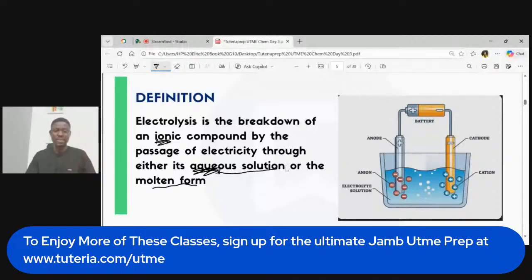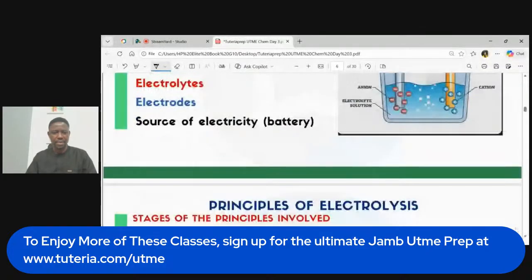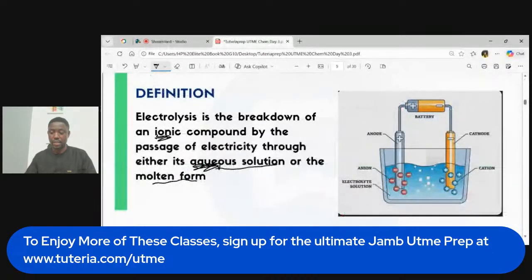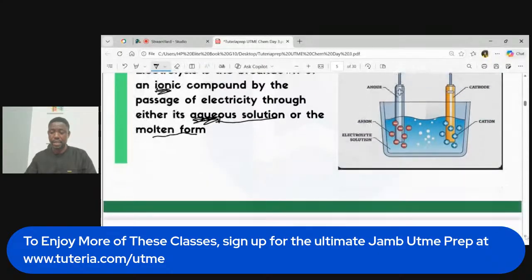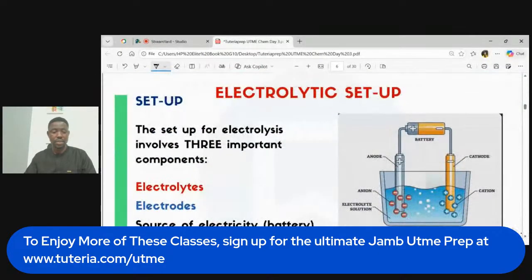So let's quickly look at the components in terms of setup of electrolysis. We have to quickly look at this. There are three important things that you need to know when we are discussing electrolysis, and this is very, very important. Electrolysis setup includes just three main components, and I want you to write it.